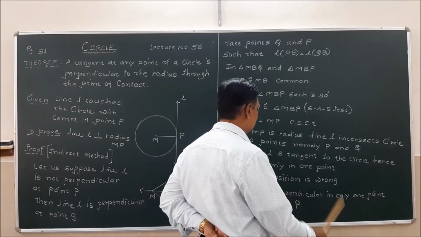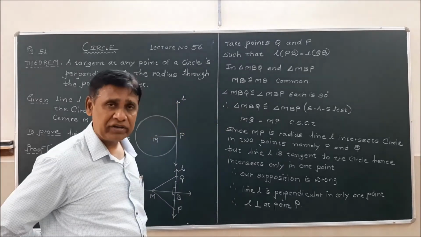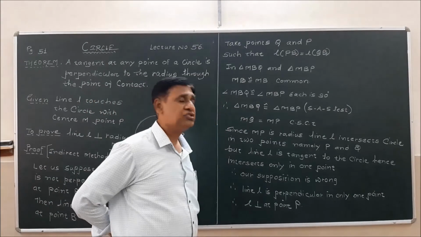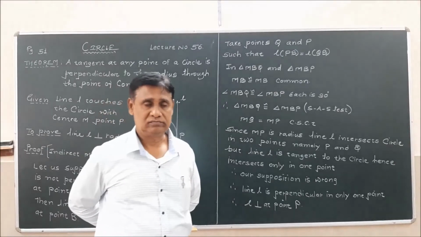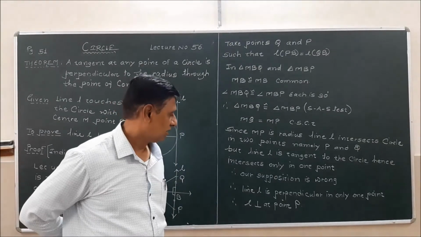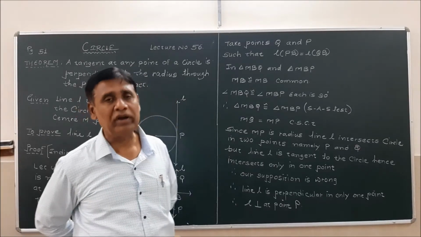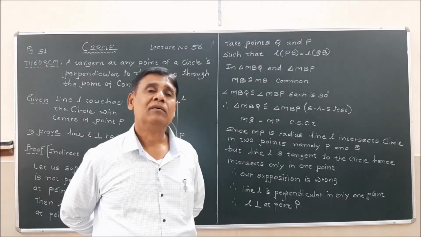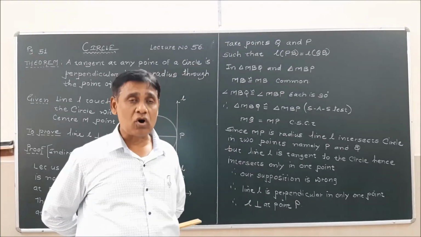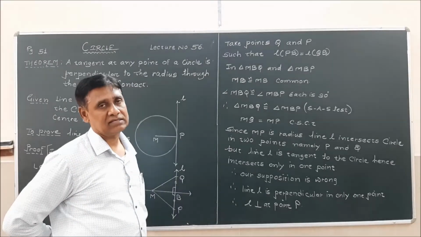But line L is a tangent to the circle, hence intersects in only one point. Our supposition is wrong. Therefore, line L is perpendicular at that one point P, because our supposition was that L is not perpendicular at P.